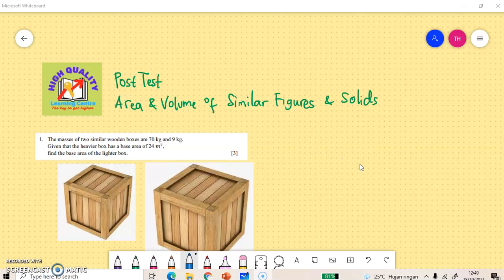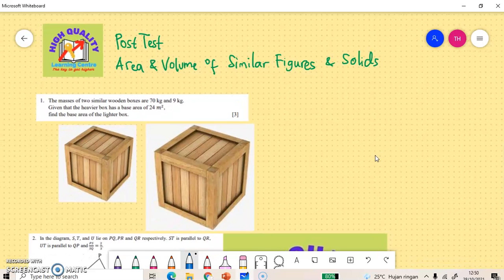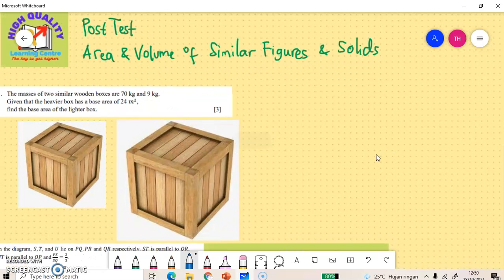Okay, now I want to tell you a little about area and volume of similar figures of solids. This is taken from the post test. As you can see, these are the questions.